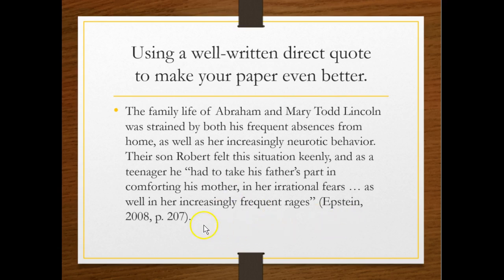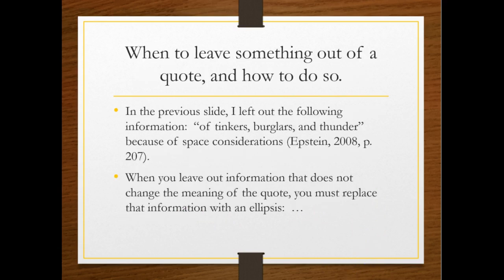And I do have my complete APA citation here, and I have an ellipsis here, which I'll explain on the next slide. That ellipsis left out this chunk of text here from the source. I didn't really think that of tinkers, burglars, and thunder really added anything to the quote, so I took it out and replaced it with an ellipsis.